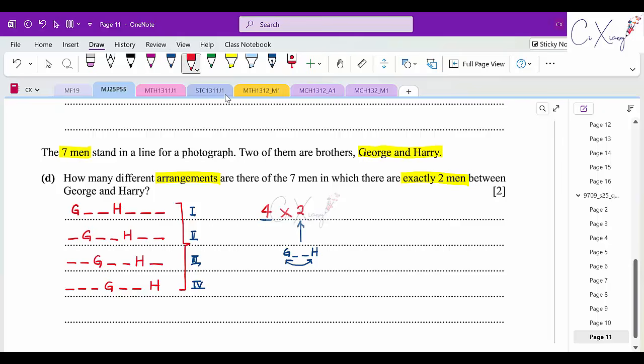Okay, after that, you can arrange all the remaining men freely. How many men are there? 5 men, right? So you can arrange them freely, which is 5 factorial. Therefore, you're having 4 times 2 times 5 factorial. And by right, you should be getting 960 for this question.